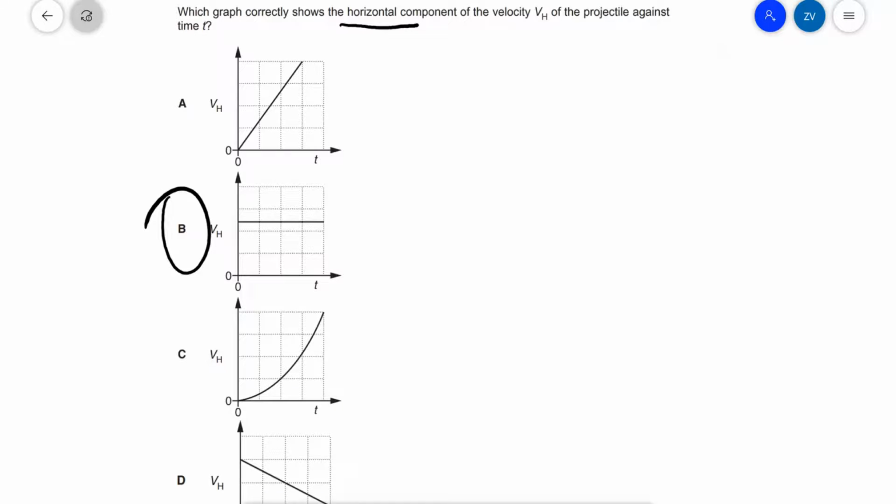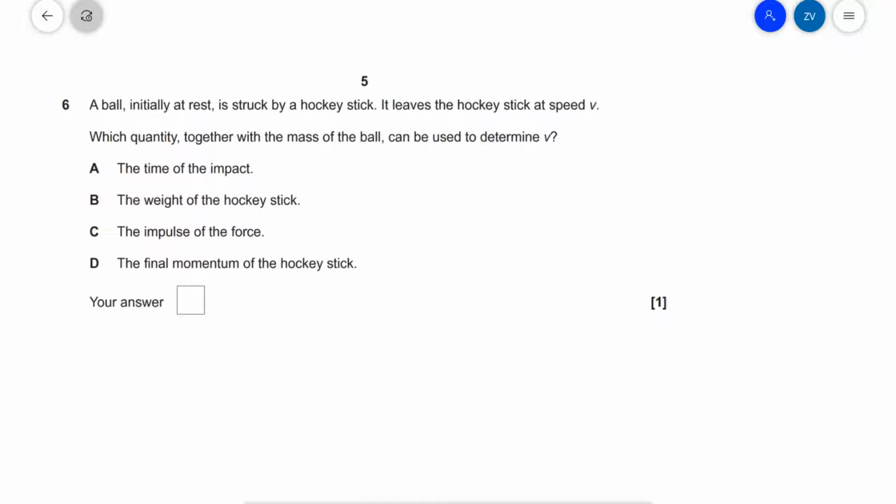Question 6. A ball initially at rest is struck by a hockey stick. It leaves the hockey stick at speed v. Which quantity together with the mass of the ball could be used to determine v? The time of the impact, the weight, the impulse, or the final momentum?